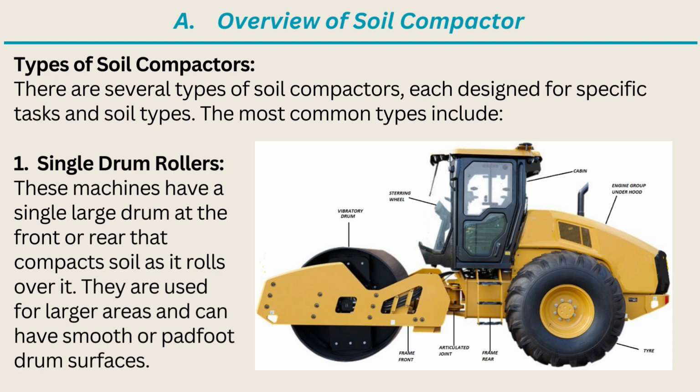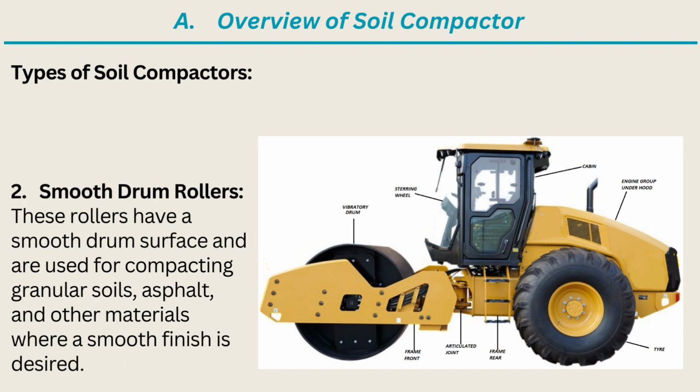Types of soil compactors. There are several types of soil compactors, each designed for specific tasks and soil types. The most common types include: 1. Single drum rollers. These machines have a single large drum at the front or rear that compacts soil as it rolls over it. They are used for larger areas and can have smooth or padfoot drum surfaces.